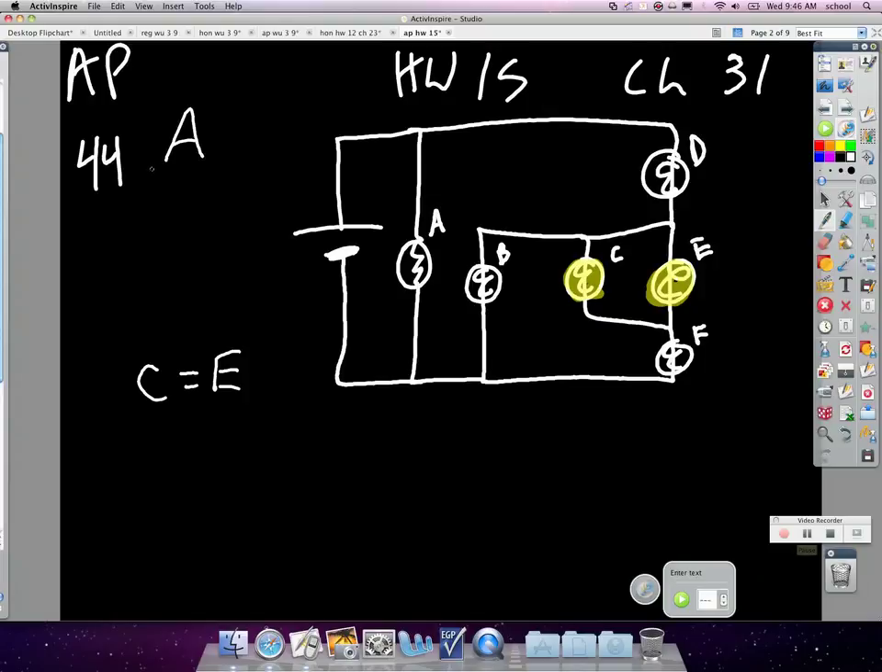Down here somewhere we have C and E. So let's continue. So yeah, I would put D as next. Again, because we have some current coming down this way, and everybody else after D has some fraction of that current. Since all of their resistances are the same, if you have a smaller fraction, then you must have less brightness, dimmer.